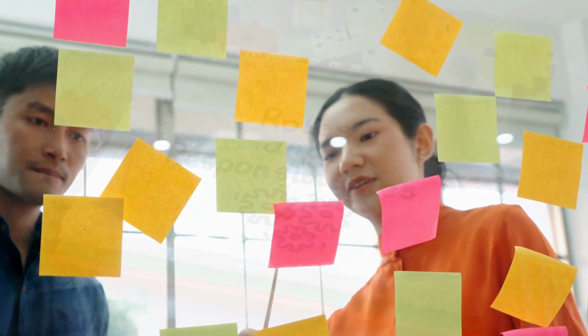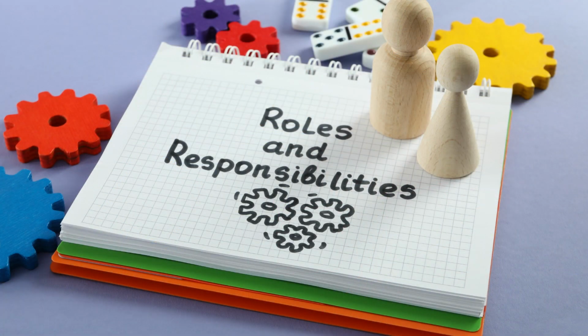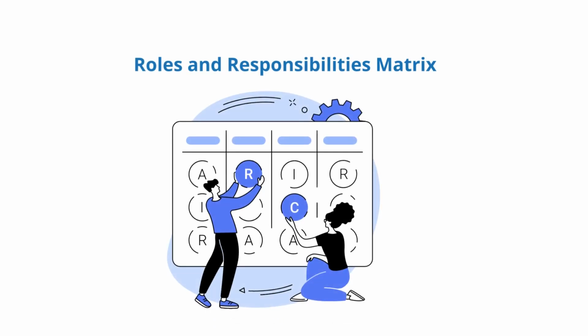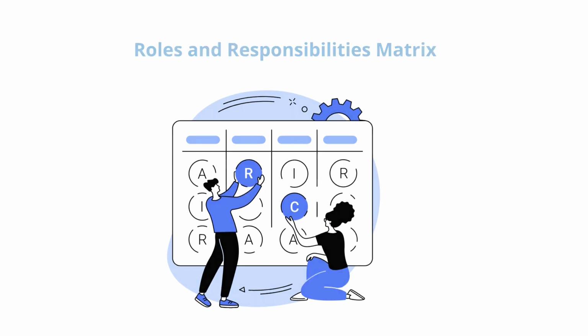A roles and responsibility matrix can help prevent confusion about who is responsible for various project tasks. These types of matrices are used routinely by professional project managers. You can use one to keep your project on track.